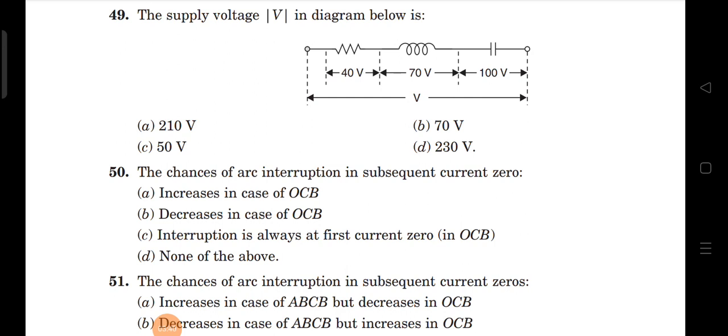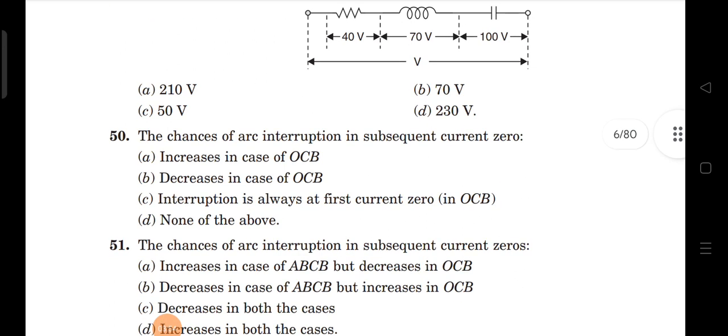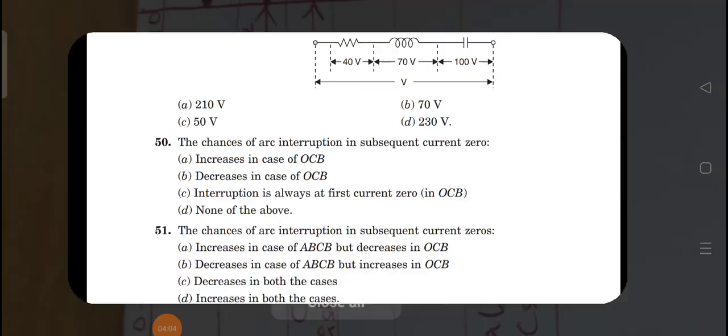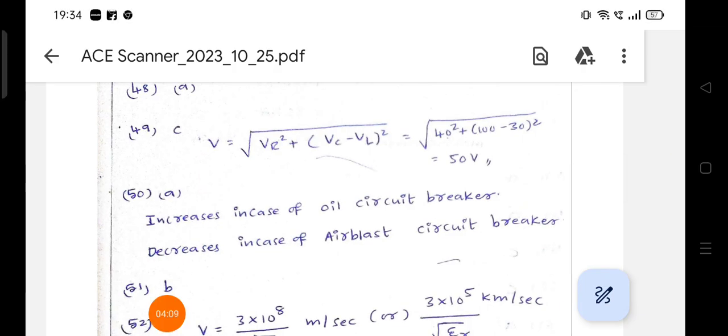Next, question number 50, the chance of arc interruption in subsequent current zero. Okay, in subsequent current zero, in case of oil circuit breaker it increases. In case of air blast circuit breaker it decreases. Now see here, the first option is increases in case of oil circuit breaker, that is correct. So the 50th answer will be the first one. See the answer, the 50th answer is the first one, that is correct.